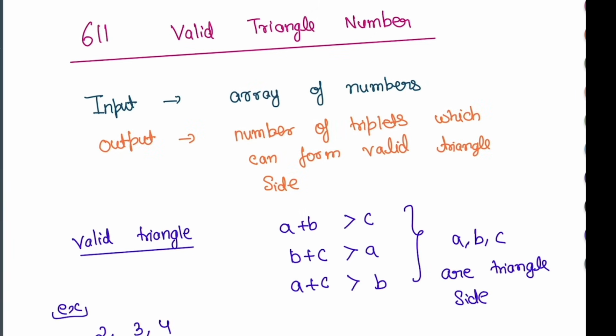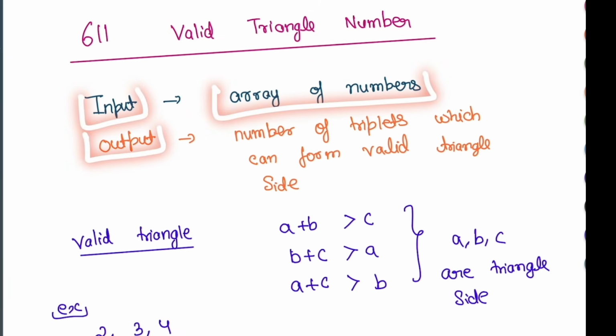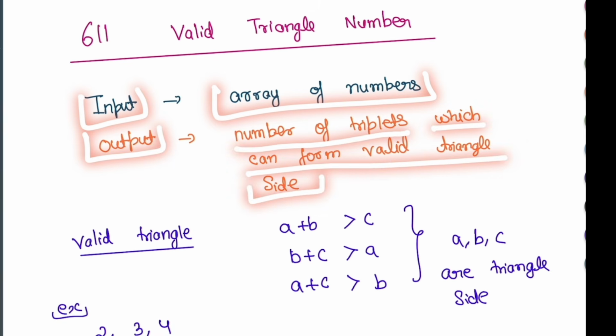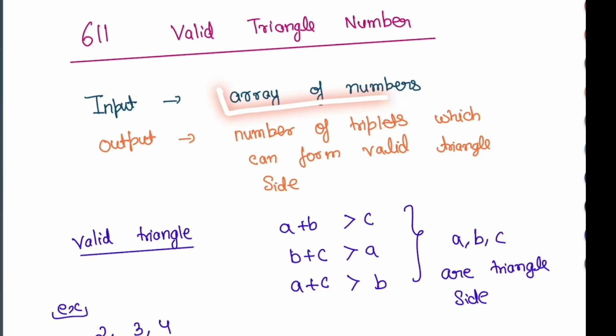In this video, we are going to solve the Leetcode problem of the day, and the problem is Valid Triangle Number. In this problem, the given input is an array of numbers and the output we need to give is the number of triplets which can form a valid triangle side. So basically, you are given an array of numbers as an input. You have to form triplets from the numbers of this array.